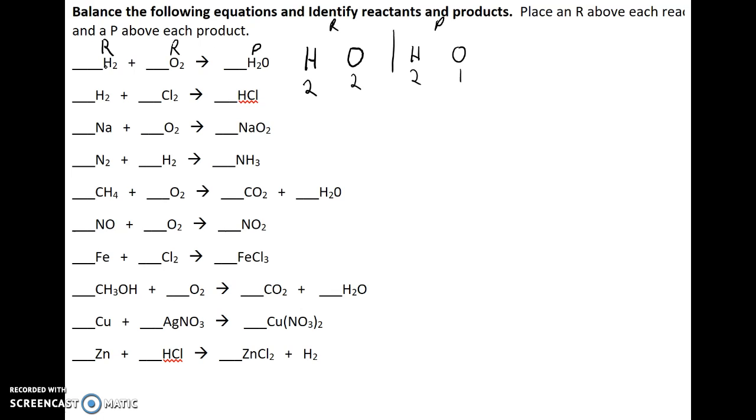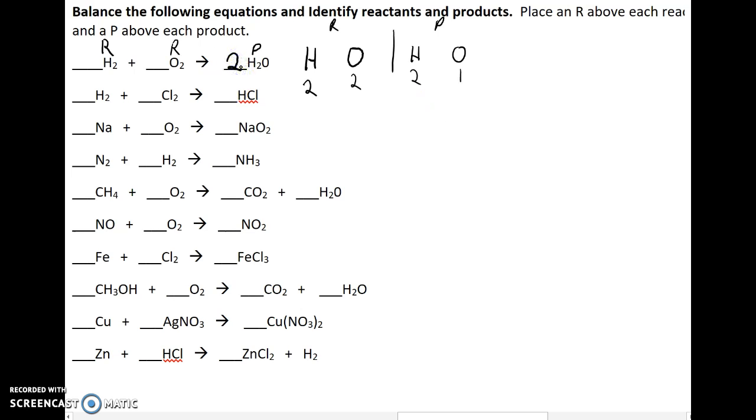So I'm going to pick one element at a time. In this case, the only element that's not balanced is oxygen. And I want to balance it out from the reactants and products. So the reactant has 2 oxygens. The product only has 1. So I'm going to add a coefficient in front of water in the product.